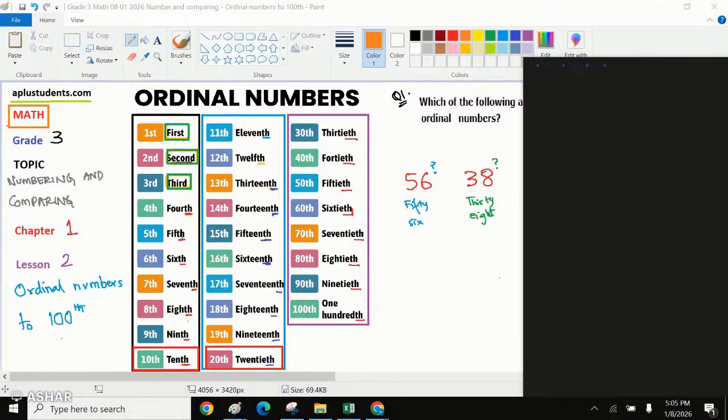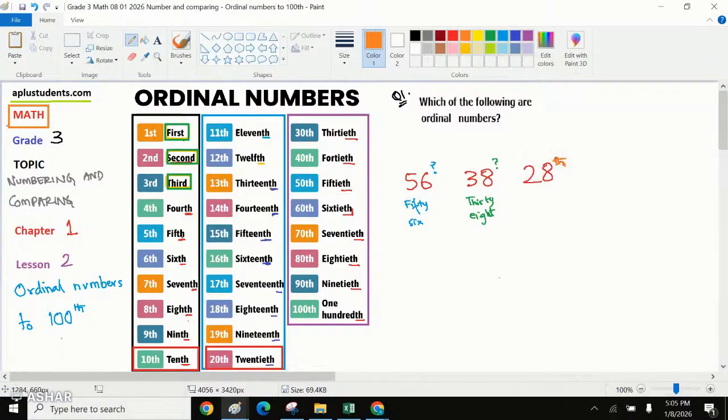So what would we call it? 28th, right? It ends with a th. Agreed? So which of the following numbers is a cardinal number? Ordinal number?